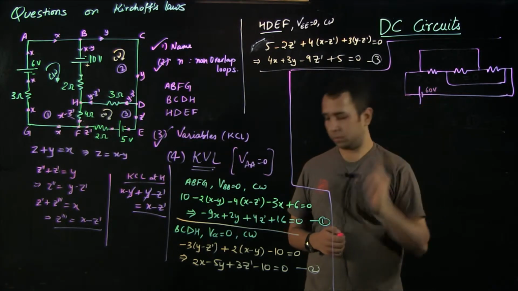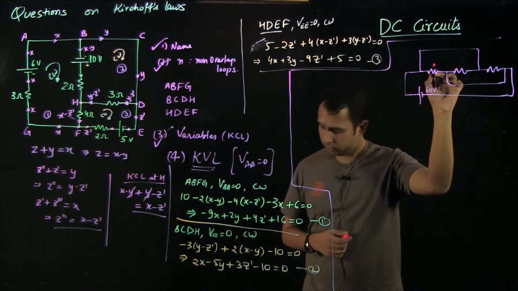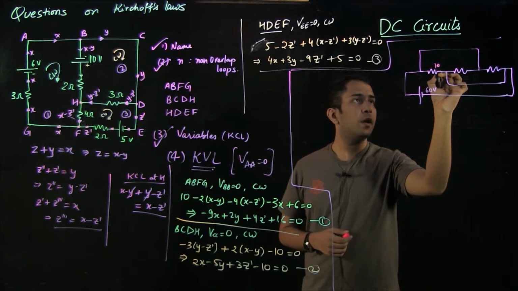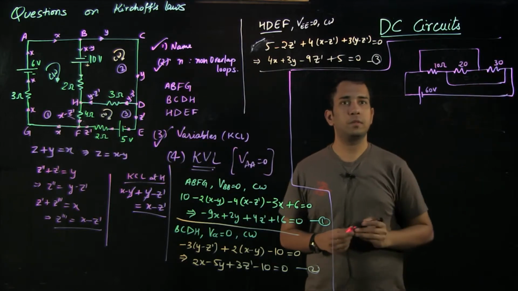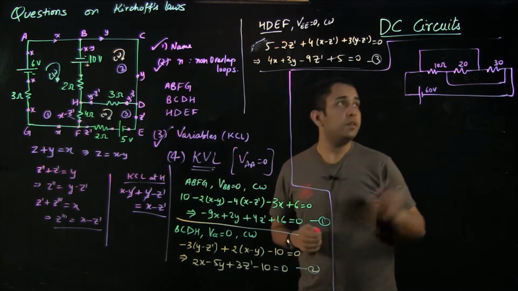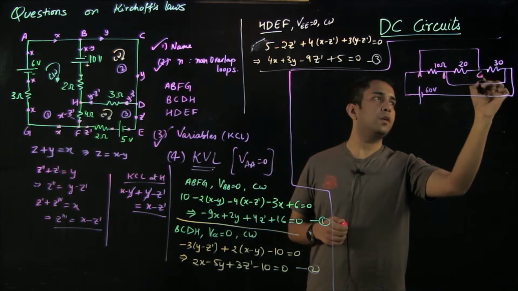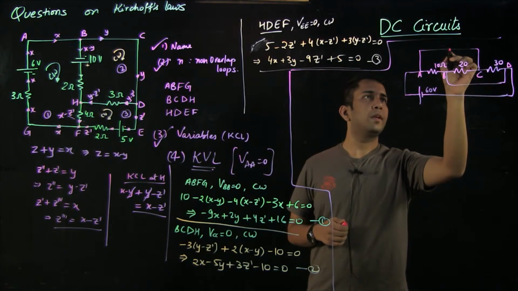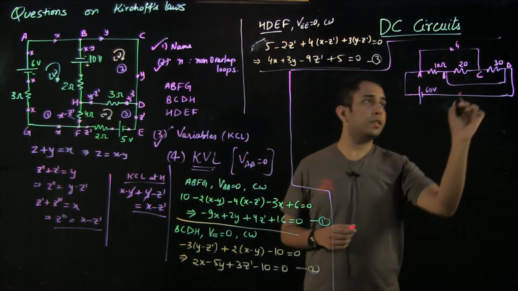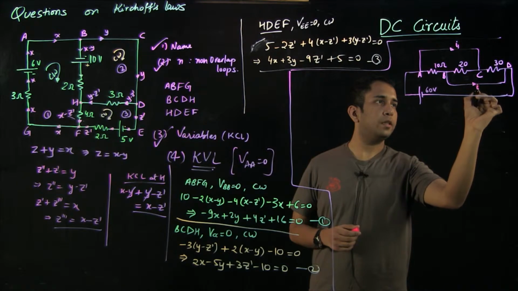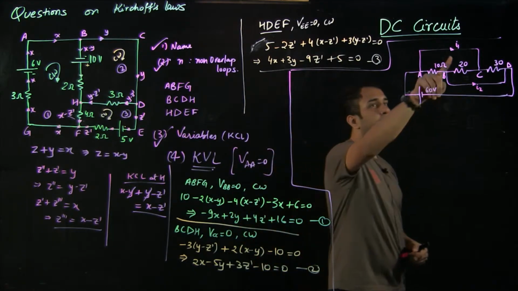This is 60 volts. This is 10 ohm, this is 20 ohms, and this is 30 ohms. We are given that this is point A, this is point B, this is point C, and this is point D. And there is a current going in this branch as I1, and there is a current going in this branch as I2. We need to find the values of I1 and I2.